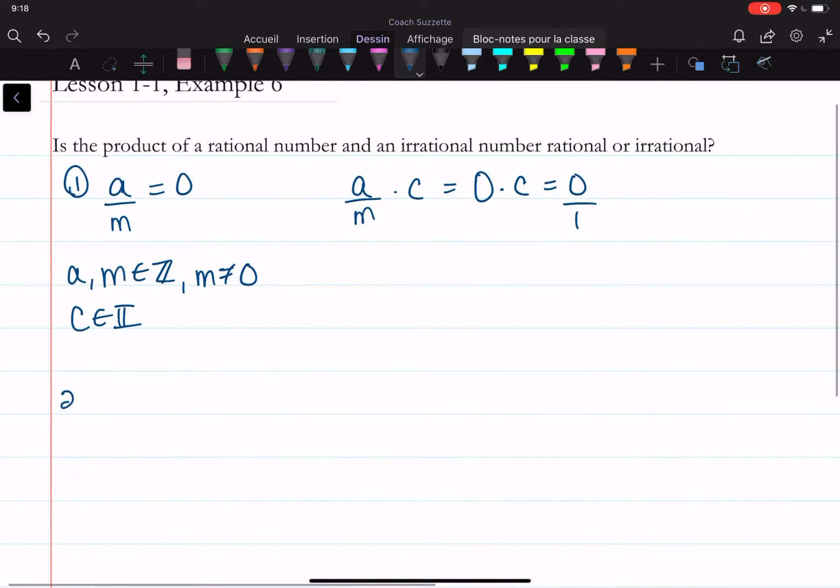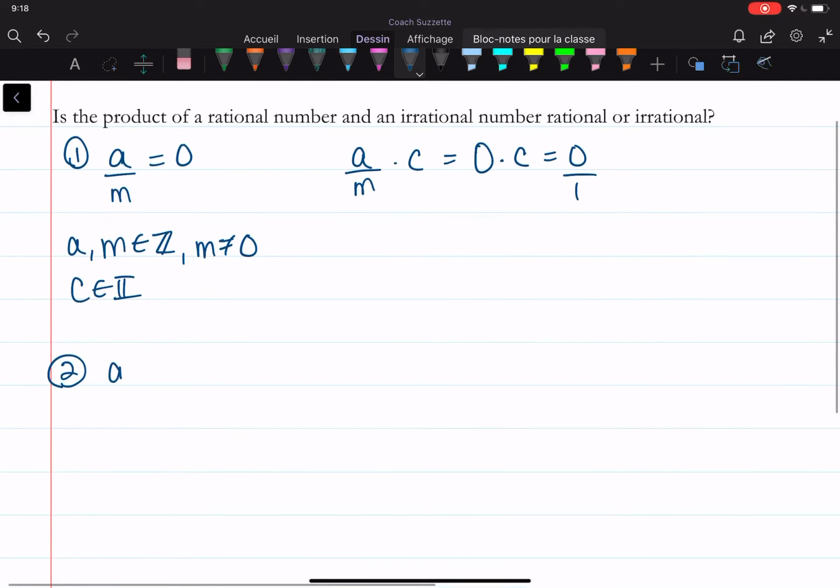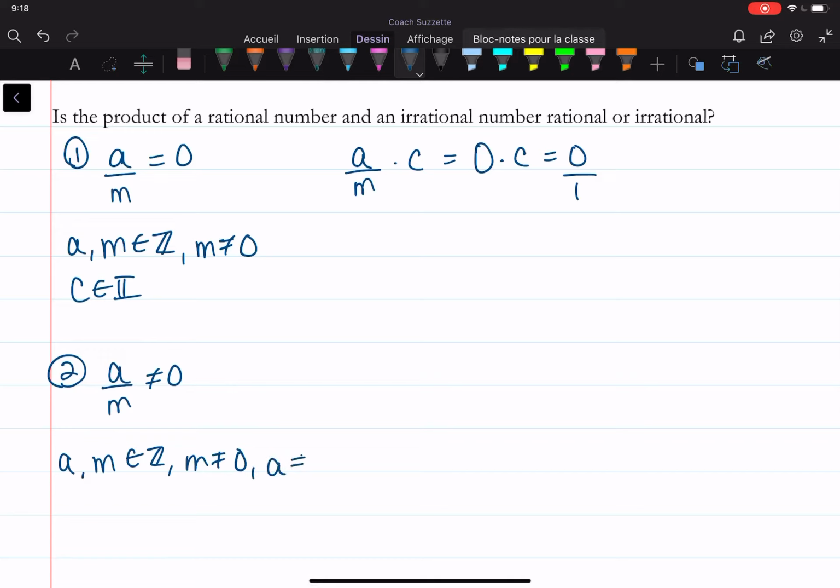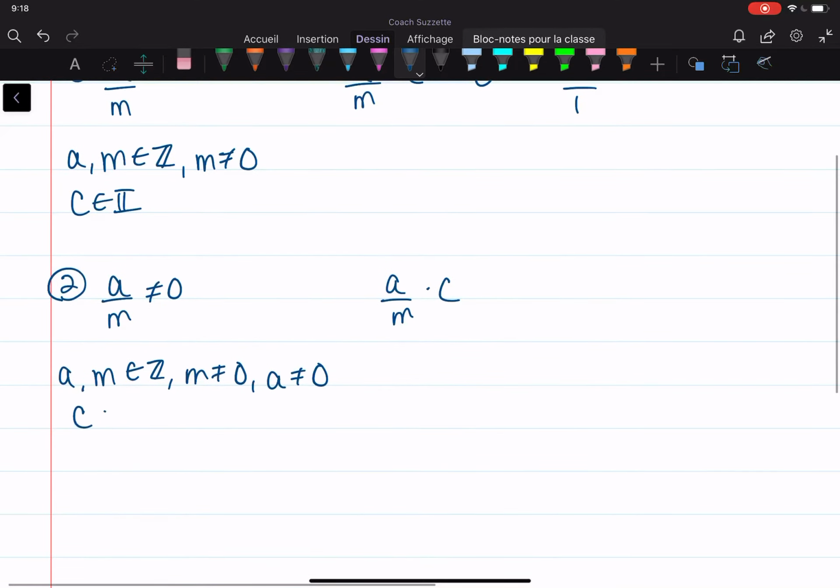What if, though, we have a case where the rational number is not 0? So we have a and m are both integers, where m is not equal to 0, and a also not equal to 0. Okay, so we have some non-zero rational number. What would happen if we multiplied it by some irrational number c?